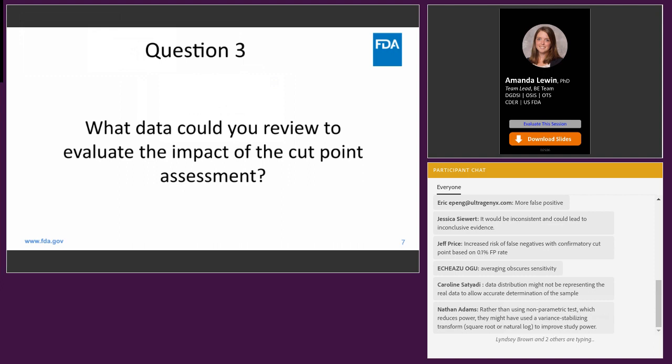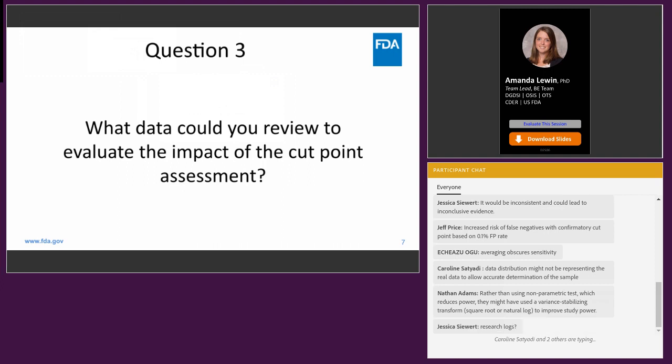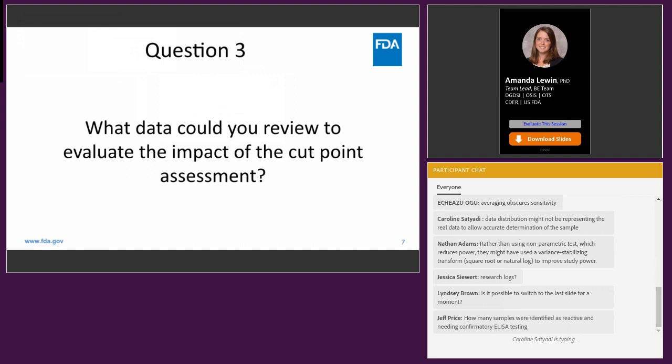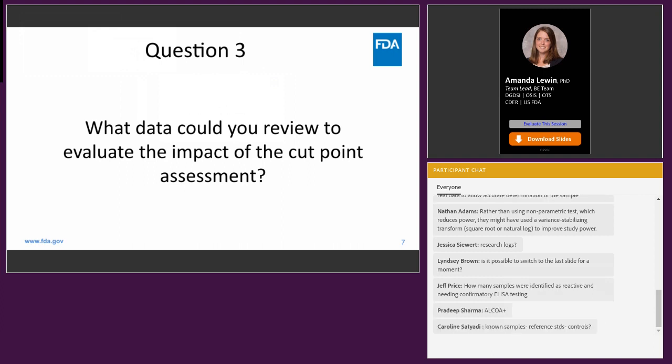Could the site provide you with anything? As a site, what might you be able to do to justify your data sets? I see research logs, so it's sort of getting back into going at the data. Sorry, I can't go back to the last slide for the moment. There is a downloadable data set or slide set if you can go back to those.